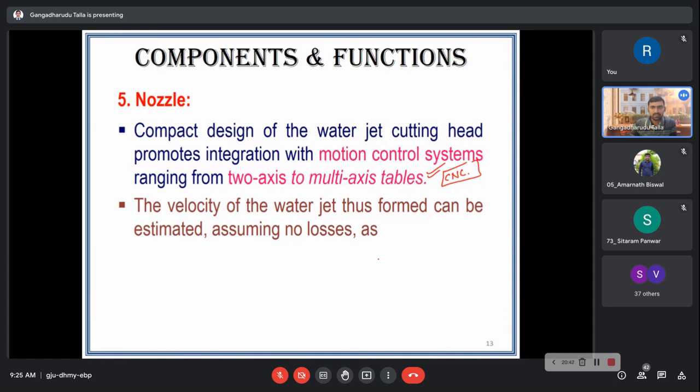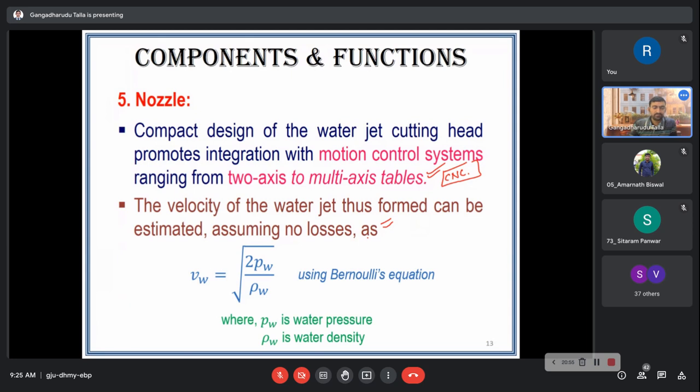The velocity of the water jet thus formed can be estimated assuming no losses. So head design is very, very important. If it is properly done, there will not be any losses in the pressure or the velocity. Now VW, the working velocity, or water velocity coming out from the nozzle, is equal to the square root of 2 PW by rho W. PW is water pressure, rho W is water density.